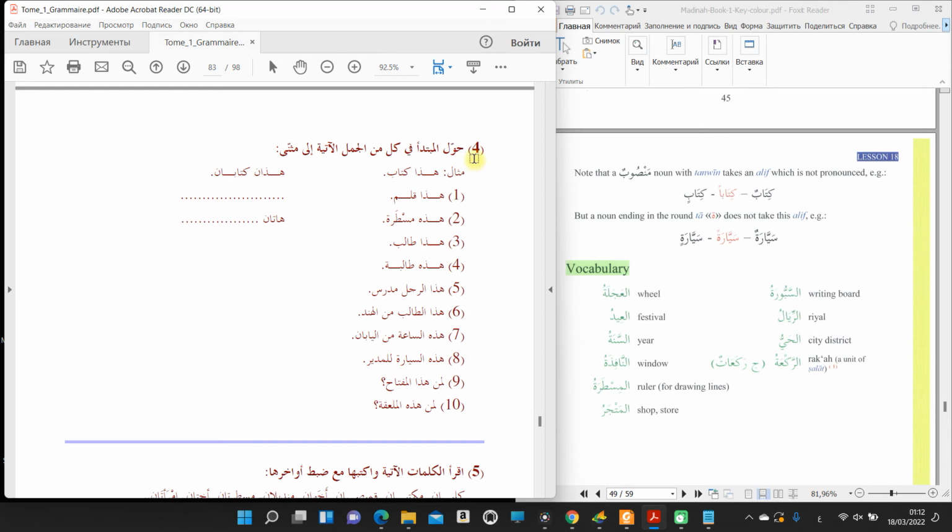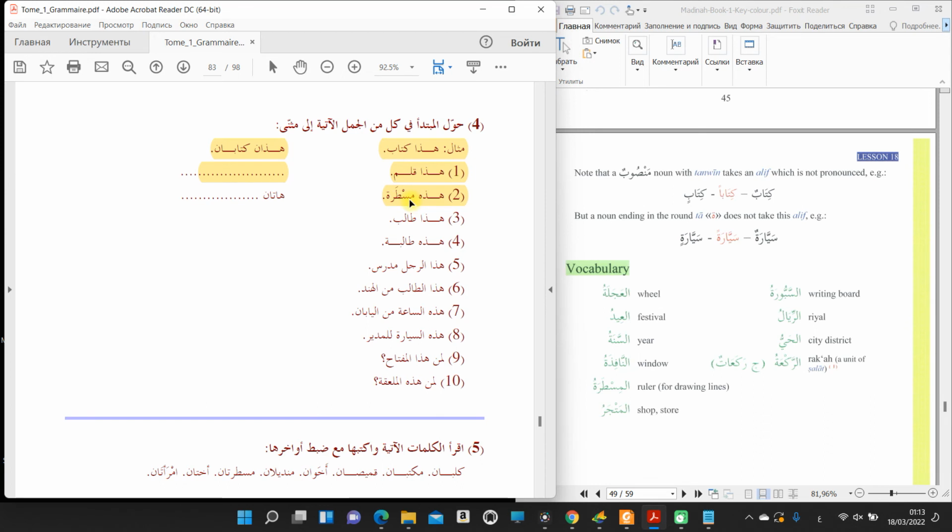And the 4th exercise, we need to take a look at the example and here it says هذا كتاب, this is a book, and here it says هذان كتابان, these are two books. هذا قلم, this is a pen. هذان قلمان, these are two pens. هذه مسطرة, this is a ruler. هاتان, you see it's not هذان but it's هاتان because it's feminine. هاتان مسطرتان, that's how it is.